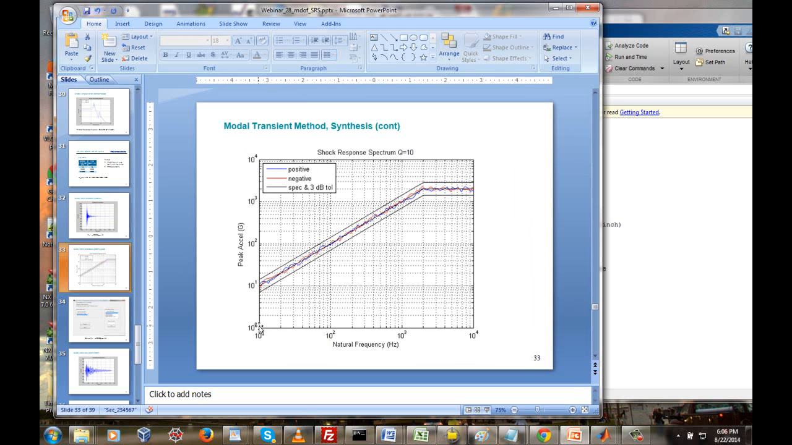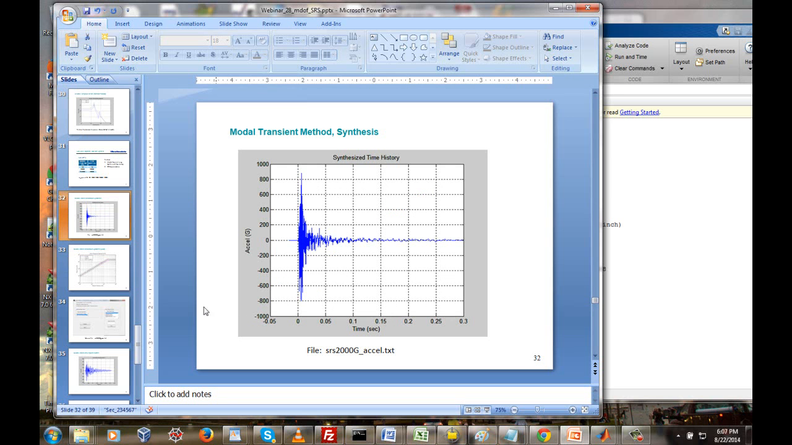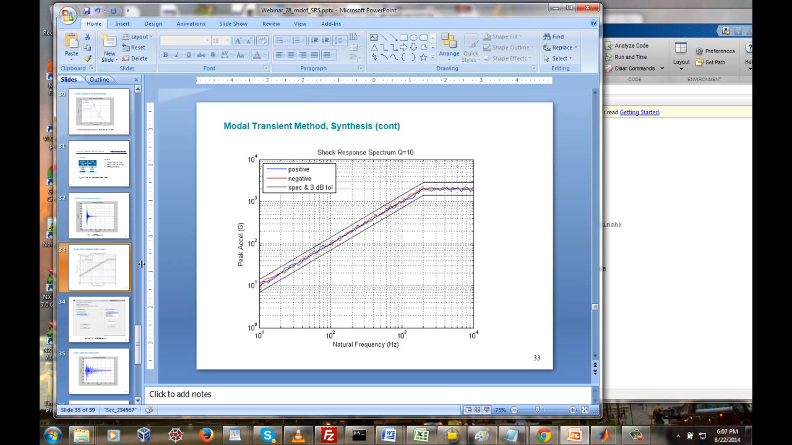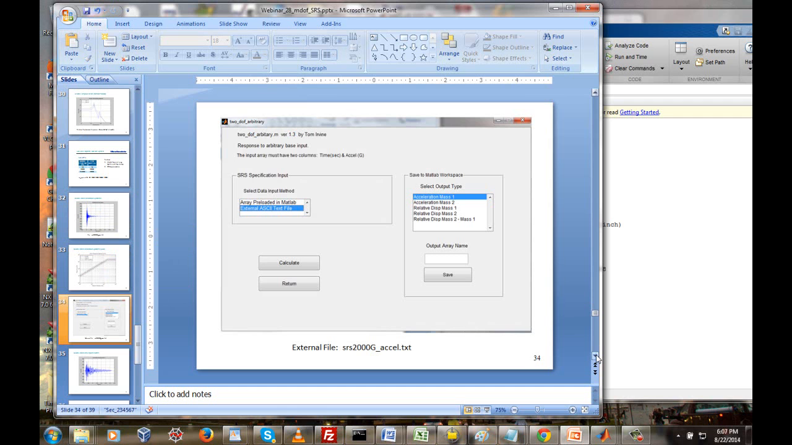Shock response spectrum, Q is equal to 10. Peak acceleration G, natural frequency in hertz. This is the SRS of our synthesized time history, which we've already used. And you can see it's pretty close to the nominal specification across all natural frequencies. And then we have the plus and minus 3 dB tolerance bands. So the positive and negative are well within the plus and minus 3 dB tolerance bands for that pulse. So this pulse was good to go for the base excitation, which we've already run at this point.